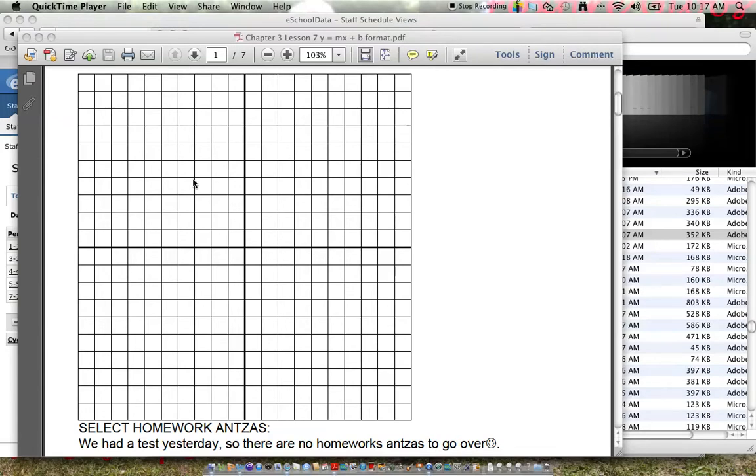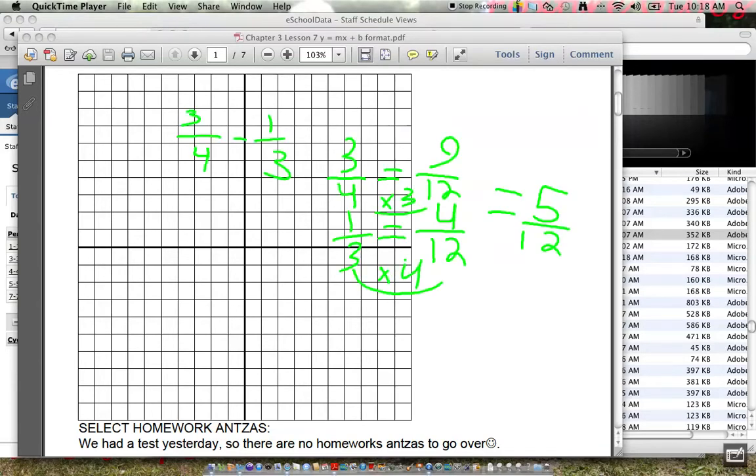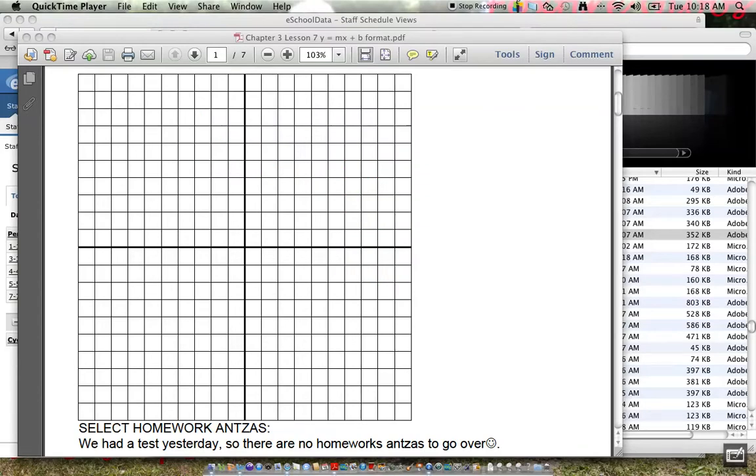Now, the first line is y equals 2x minus 3. I know that this is not the same graph as on your graph paper, but we're going to use this one instead. Okay. Y equals 2x minus 3.